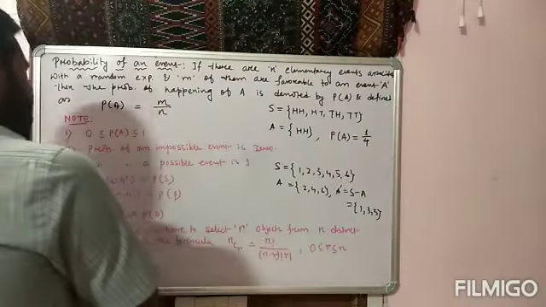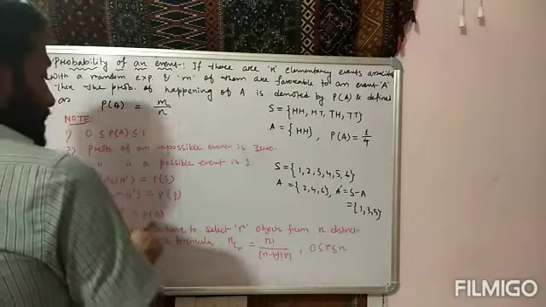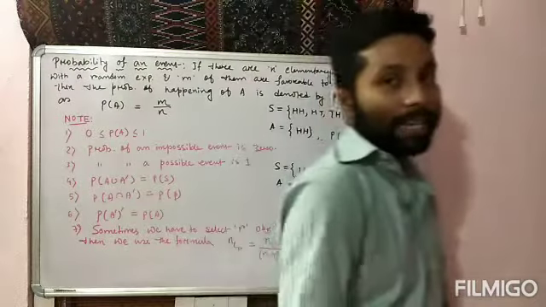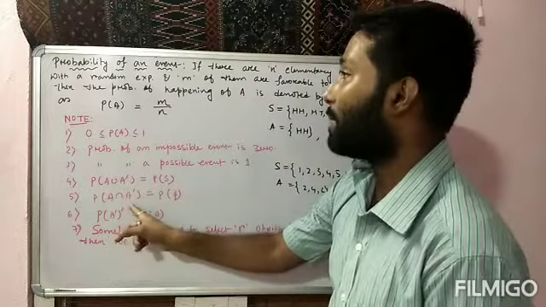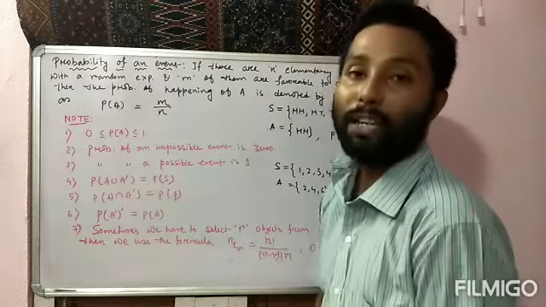Probability of A complement whole complement is equal to P of A. ये तो पता ही है. It is this result already you got in class 11. Probability of A complement whole complement is equal to P of A.